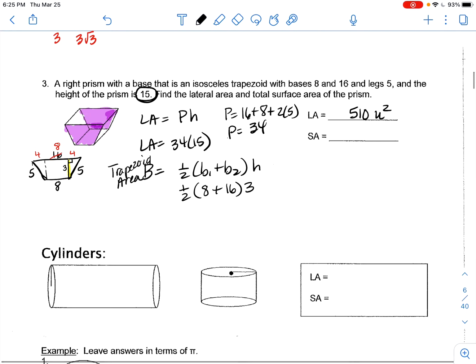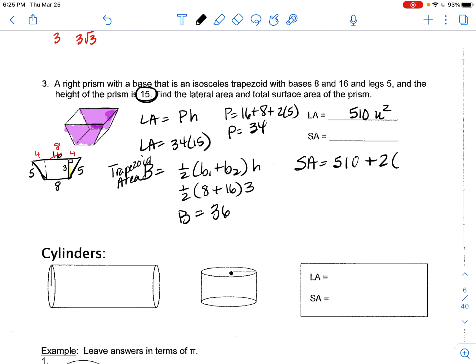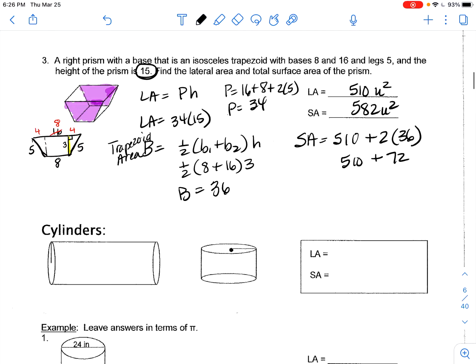8 and 16 is 24. Half of 24 is 12 times 3. And what is that? 12 times 3 is 36. So the area of one of my trapezoids, my base, is 36. All right, so now surface area is the lateral, which is 510, plus 2 times the bases. So that's 72 plus 510, and that is going to give you 582 units squared.